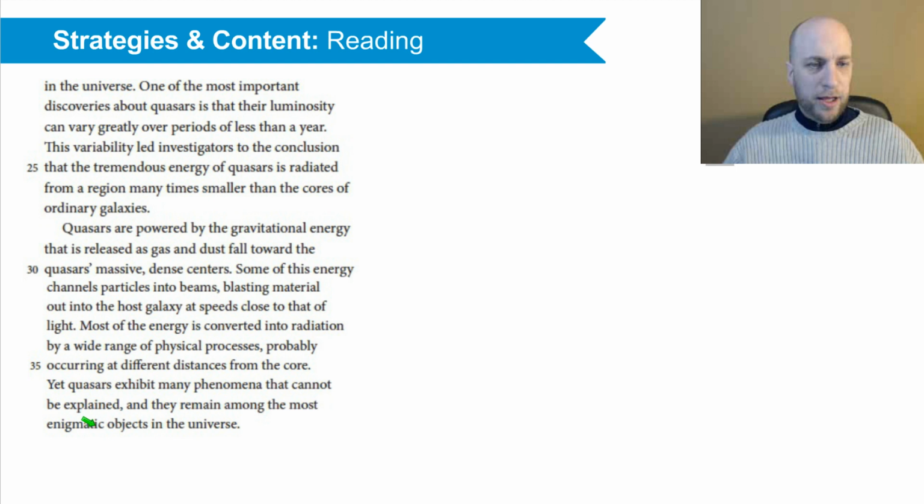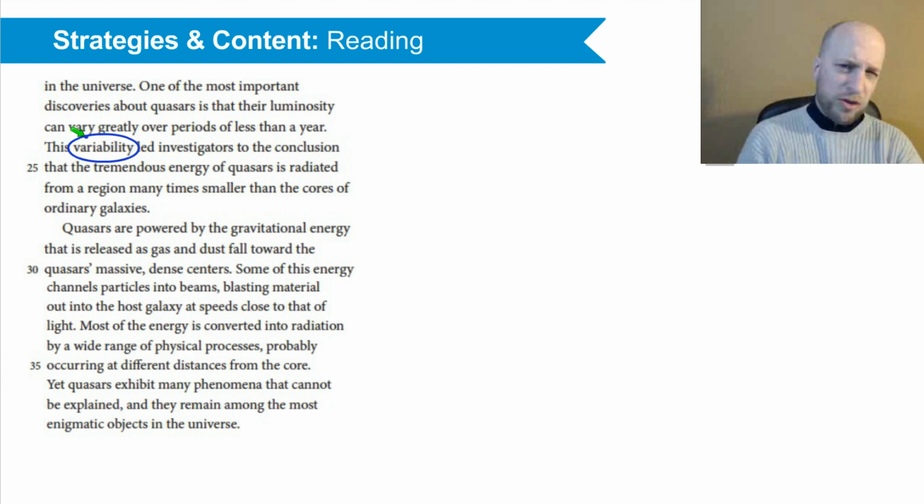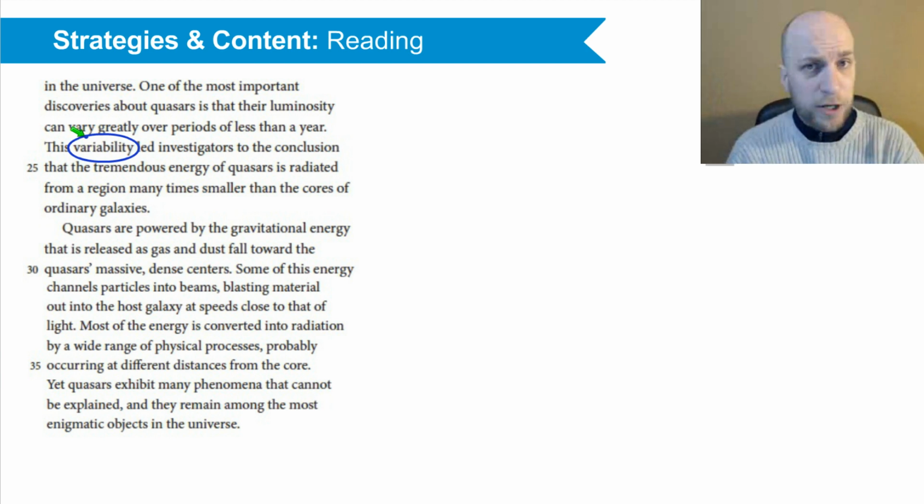Let's keep rolling along. This might be important coming up. One of the most important discoveries about quasars is that their luminosity can vary greatly over periods of less than a year. This variability, oh my gosh, they repeated something. That might be pretty important to us. Let's grab that as well. This variability led investigators to the conclusion that the tremendous energy of quasars radiated from a region many times smaller than the cores of ordinary galaxies. Right, so this variability tells them something else. Don't necessarily remember it, but just say, all right, there's a question about variability. I'm going to come back here.